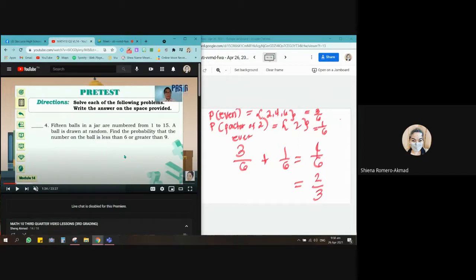How about number 4? Number 4: 15 balls in a jar are numbered from 1 to 15. A ball is drawn at random. Find the probability that the number on the ball is less than 6 or greater than 9. So what are the numbers less than 6? There are 15 numbers on the balls. Let's start with less than 6.